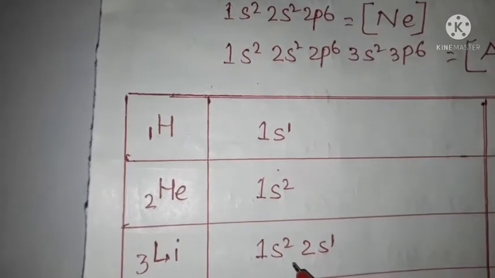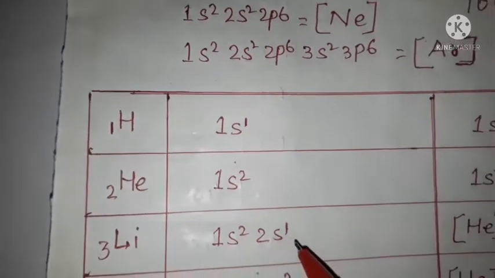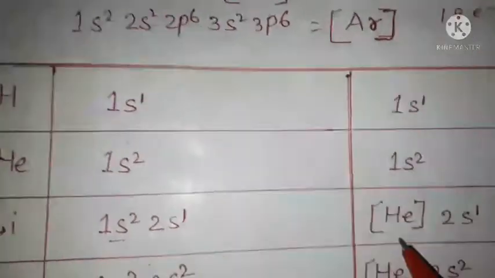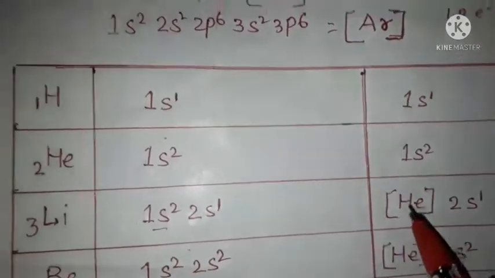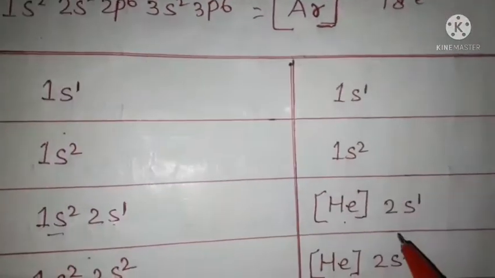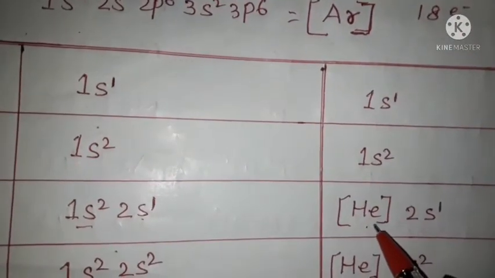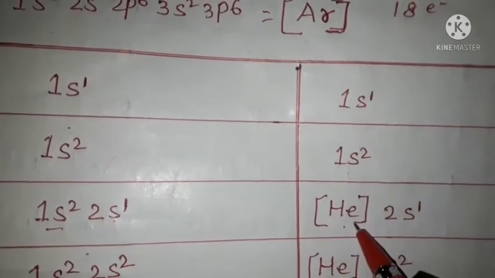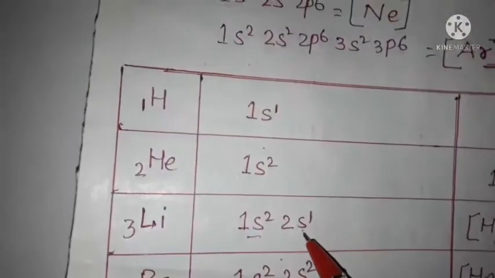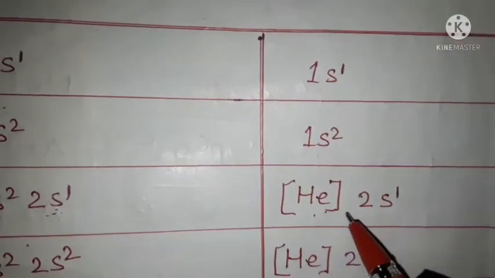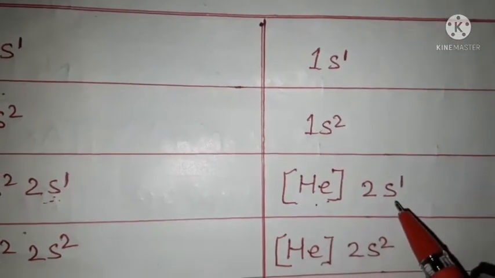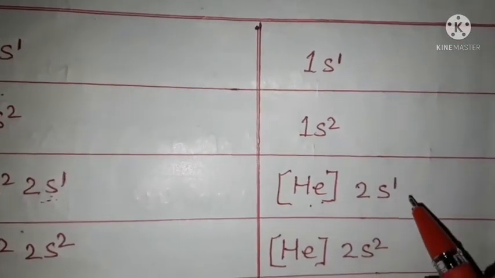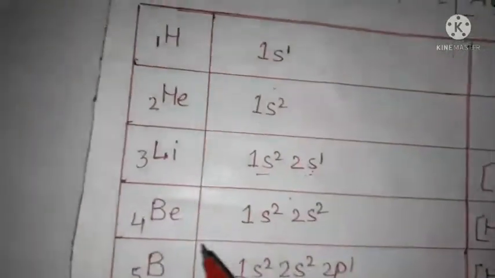Z of lithium is 3, so we write 1s2, 2s1. Here 1s2 is equal to helium and 2s1 is left, so 1s2 is equal to helium and the outermost shell we write 2s1. Helium in bracket 2s1, so it is equal to lithium.